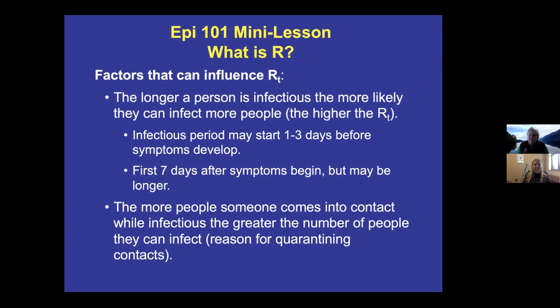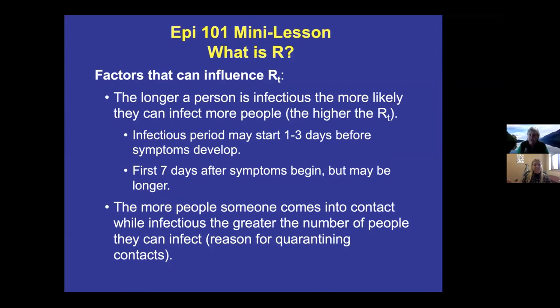Things that can influence R: if you have a disease that is highly infectious and can infect a lot of people, then that R value is going to be higher. Measles is one of the most infectious diseases out there. It has a very high initial R value, or R naught, because it's so infectious. It can spread to a lot of people really quickly.